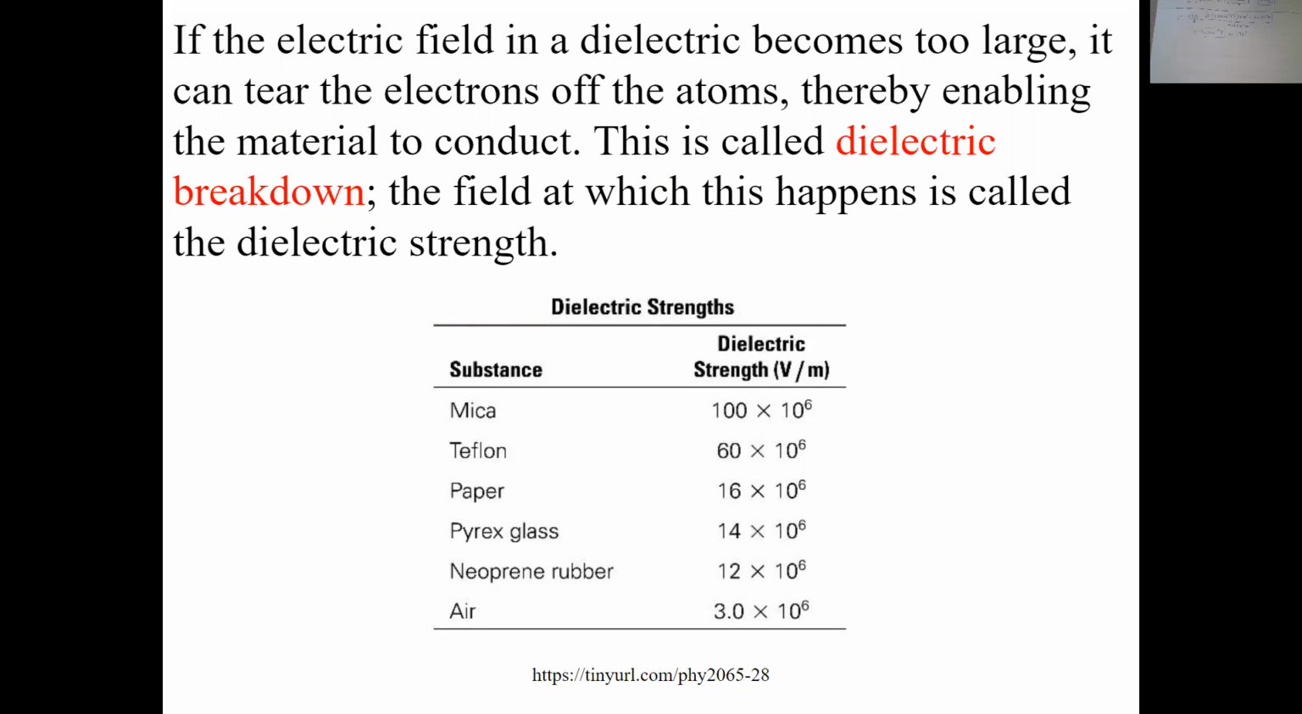For different materials, the electric field needed to break it down is different. For mica, it needs 100 million volts per meter. For Teflon, it needs 60 million. All these are very high voltages. Even air needs 3 million volts per meter. So this is referring to dielectric breakdown.